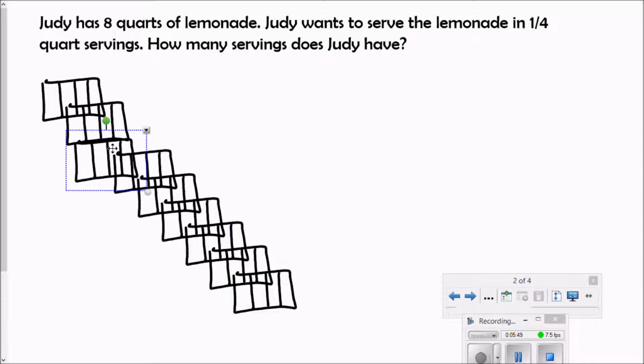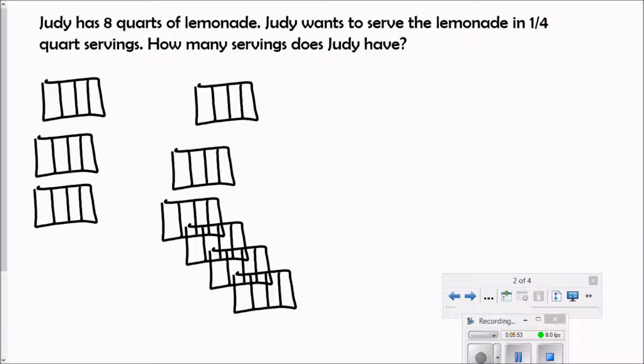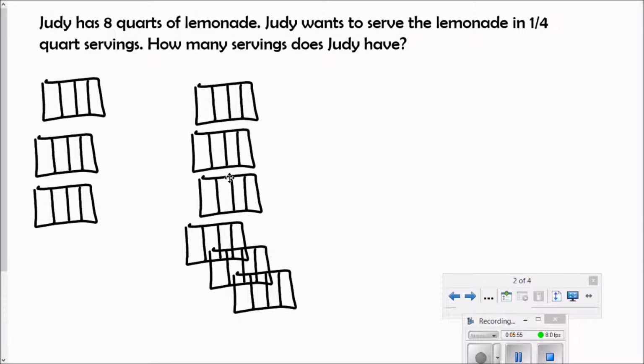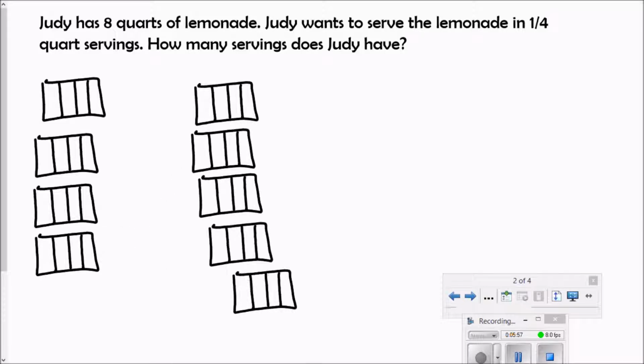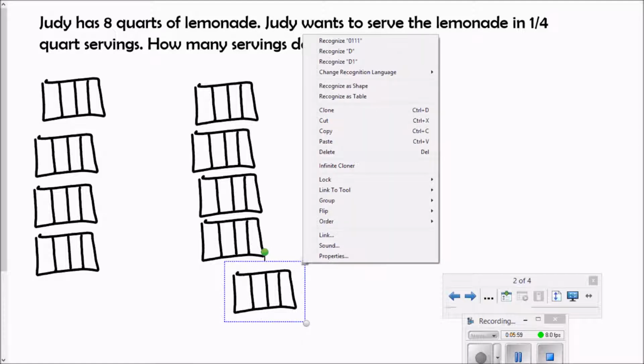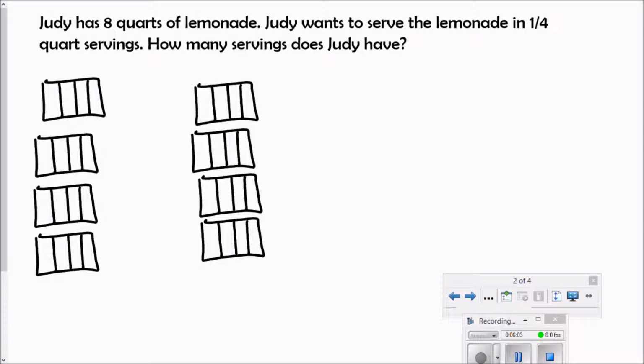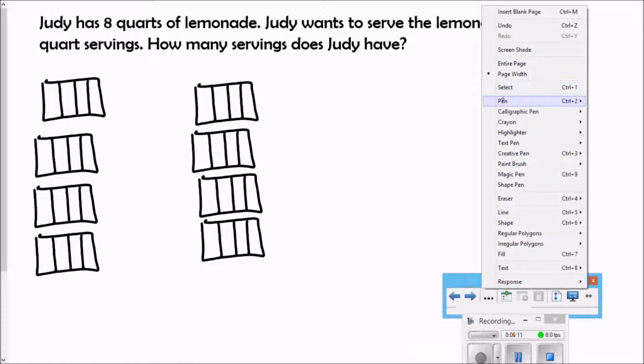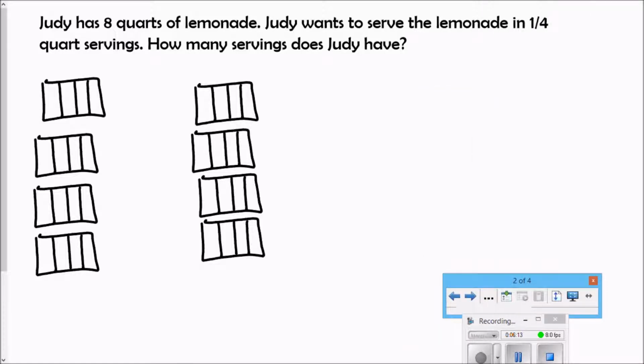Okay, let's just neatly arrange these on the screen. So now I have my 8 wholes. Each whole is divided into 4 parts. Now I'm just going to go through and count to see exactly how many fourths I have. And instead of writing 1/4 in here, I'm just going to draw a dot to show that I've already counted a specific fourth.